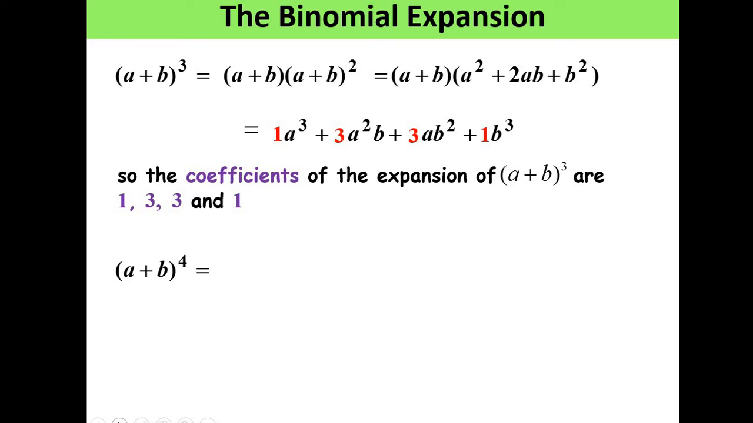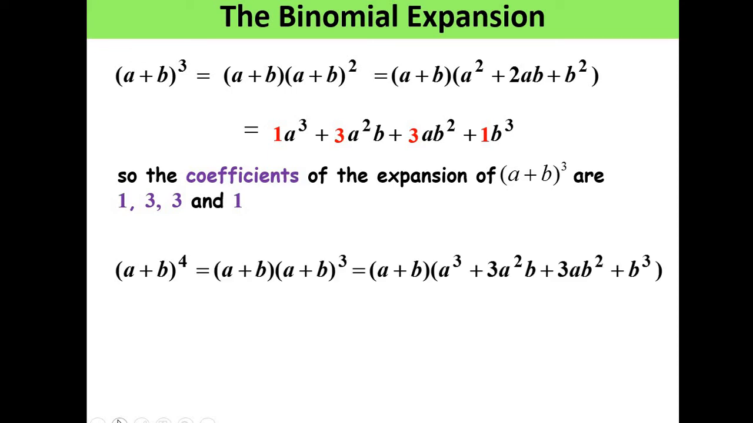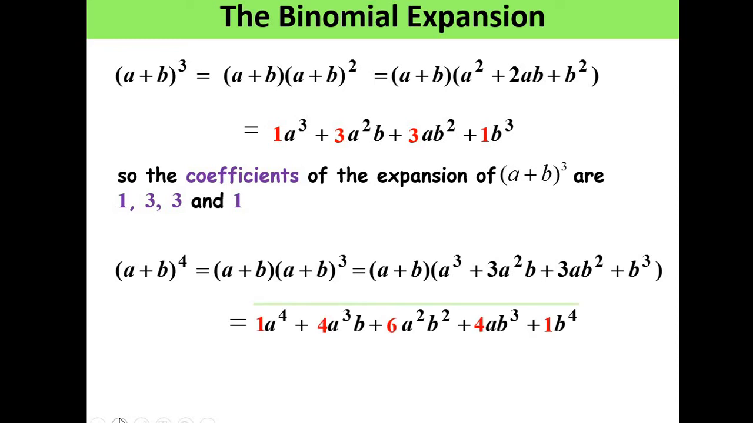Okay, let's have a look at a add b to the power of 4. Well, we know what a add b cubed looks like, so we could just times a add b cubed by another a add b, so something like that, and you're going to get a times all of that, which will be 4 terms, and then b times all of that, which will be another 4 terms. So you'll have 8 terms, but then you can simplify it to 1a to the 4 add 4a cubed b add 6a squared b squared add 4ab cubed add 1b to the 4.